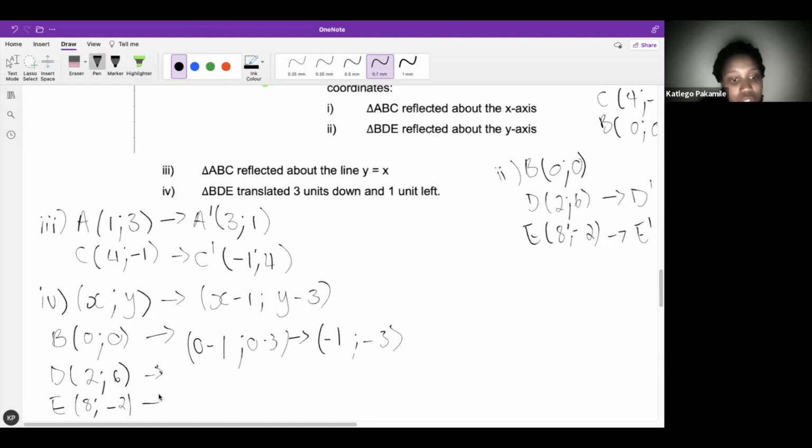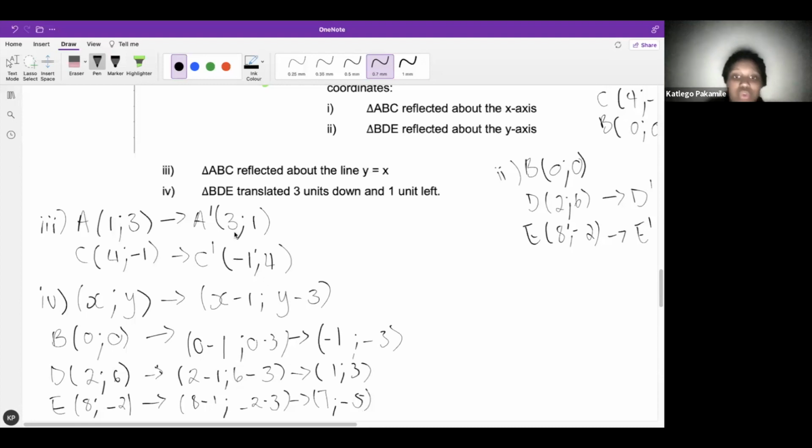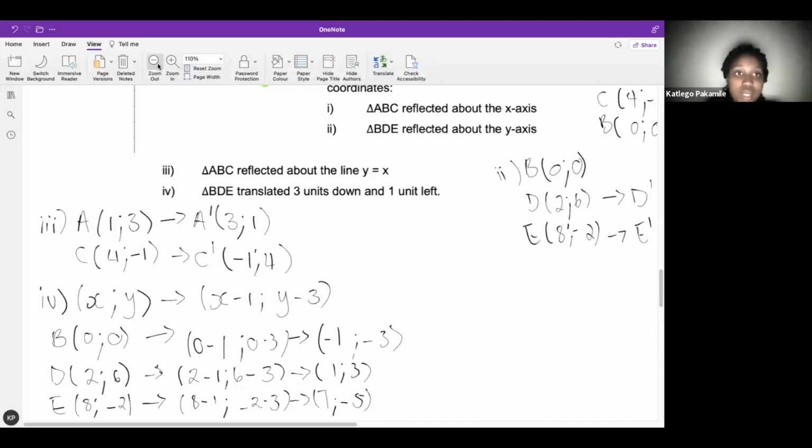Nice. Now let's translate them. Substitute if you want. So this is 2 minus 1. Everything is too cramped here. Let me write it properly. So 2 minus 1 and 6 minus 3. So my new coordinate will be 1 and 3. And the last one will be 8 minus 1 and negative 2 minus 3, which is 7, negative 5. Woo, you guys work hard.